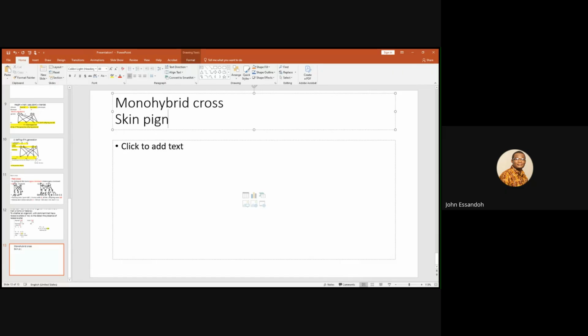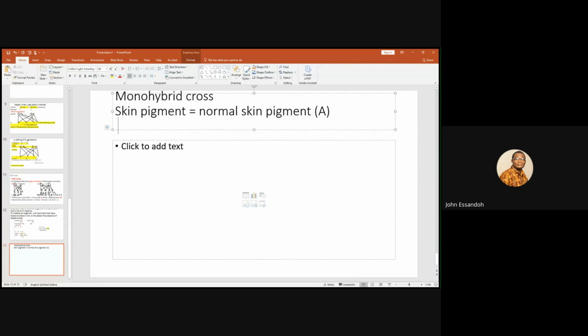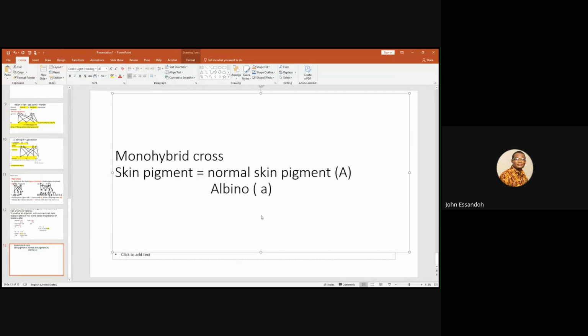Skin pigment. Okay, so for skin pigment, we have normal skin pigment, which is dominant over albino. Albino is recessive, so it's small a. Albino is recessive.